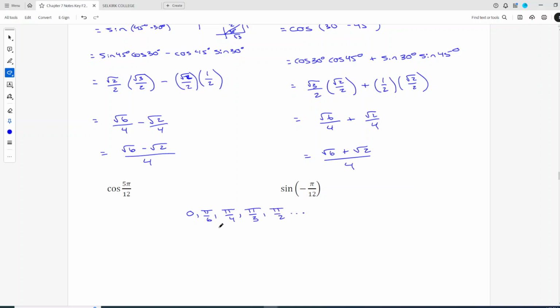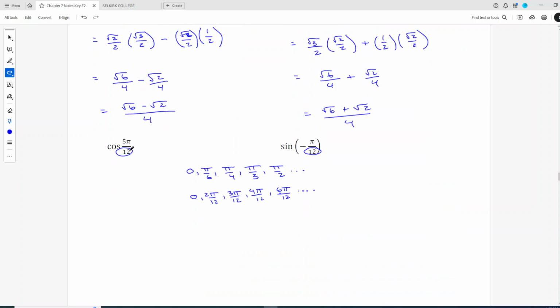Then what you have to do is write these, because both of these questions are denominators of 12. What you're going to want to do is write all of these with denominators of 12, because then it's easier to see, should I add or subtract, and which two. So I'm going to go 0, 2 pi by 12, 3 pi by 12, 4 pi by 12, and 6 pi by 12. And then it's exactly the same.